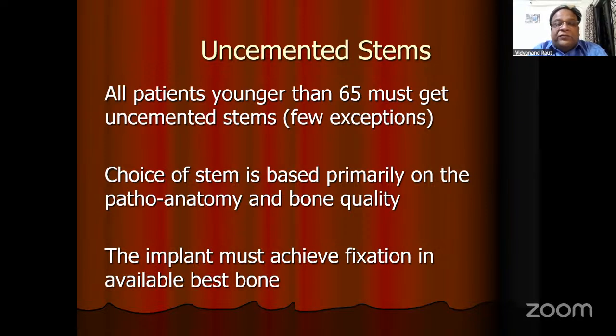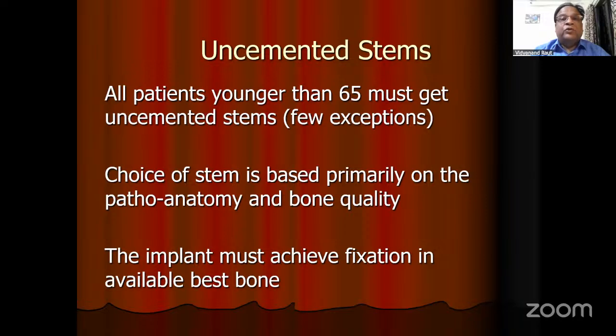The choice of stem is based mainly on the pathoanatomy and the quality of the bone. If the bone quality is poor, the canal is wide, and you feel that the uncemented stem is not going to get a hold, then you should choose a cemented stem. Whichever implant you select, the implant must achieve fixation in the best available bone, wherever it is in the femur.